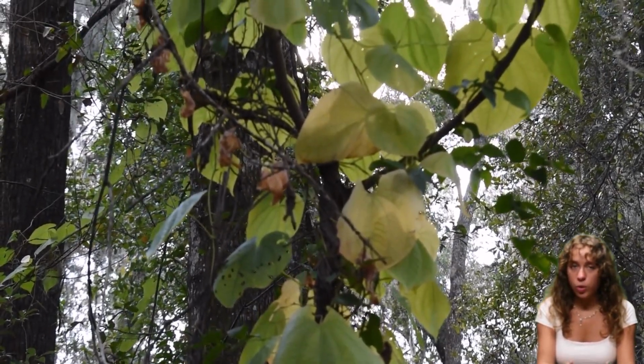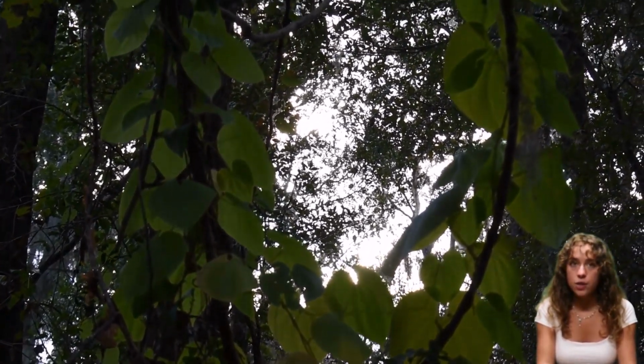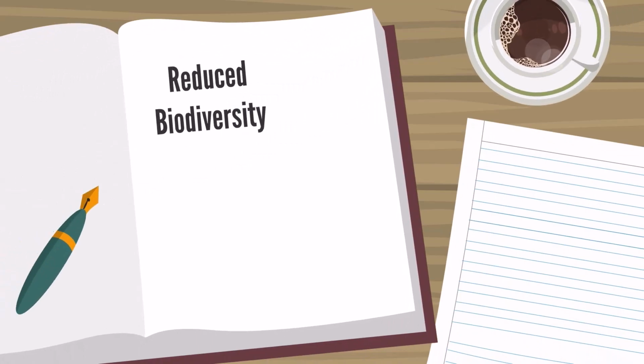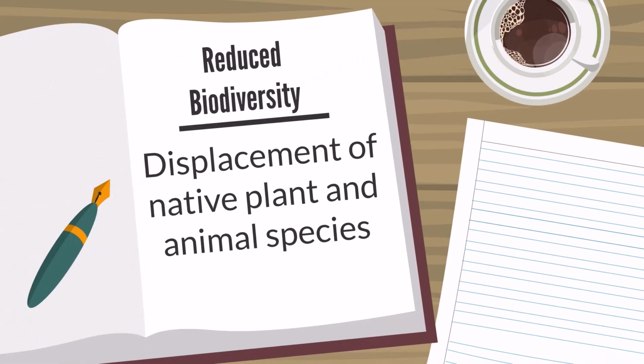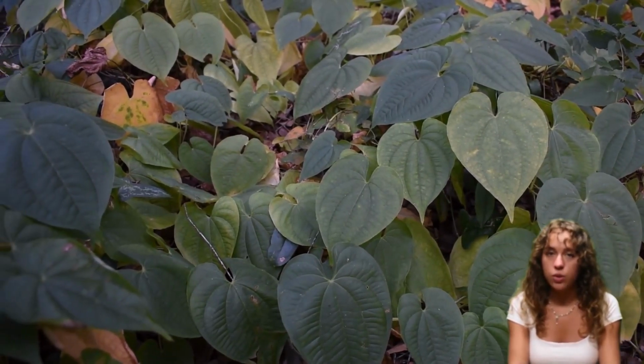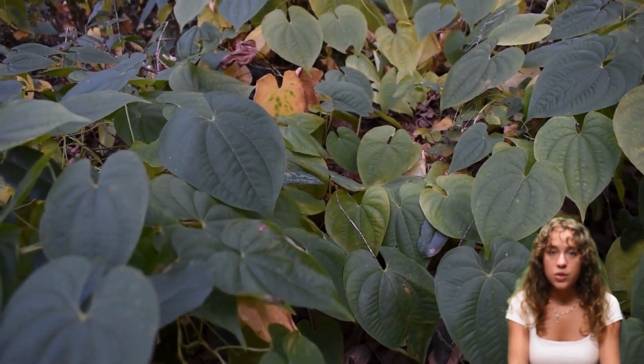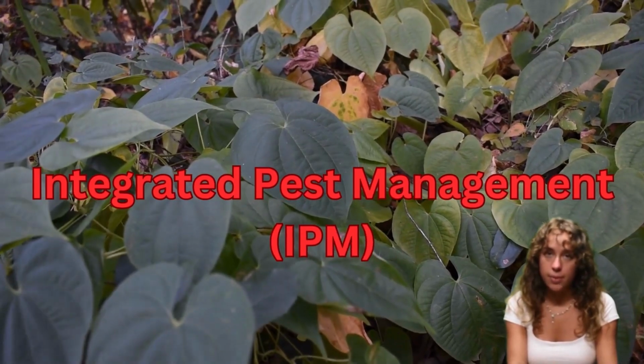The air potato vine will grip surrounding vegetation and climb up trees into canopies, crowding out native species and reducing biodiversity. The reduction of biodiversity comes from the displacement of native plant and animal species. When invasive weeds like air potato are present, there are different measures you can take to reduce their populations and the negative effects that they may cause. This is called integrated pest management, or IPM.